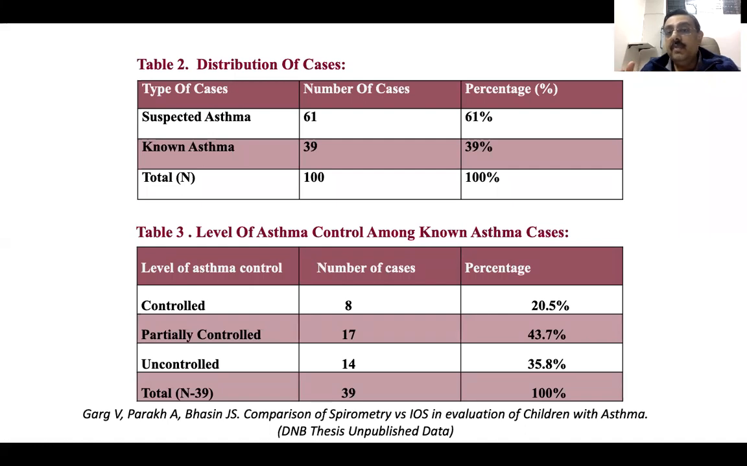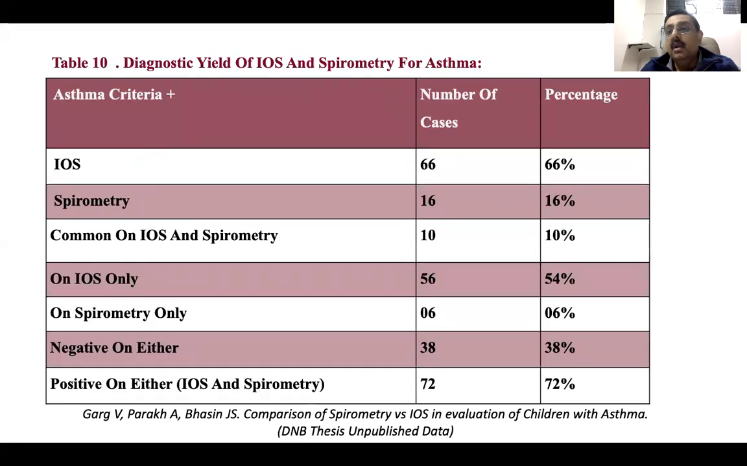There were groups of children with suspected asthma and known asthma in follow-up, and they could be classified as controlled, partially controlled, and uncontrolled, taking into account the GINA definitions. Now, what we found was that the yield of oscillometry was quite high, something like 66%.